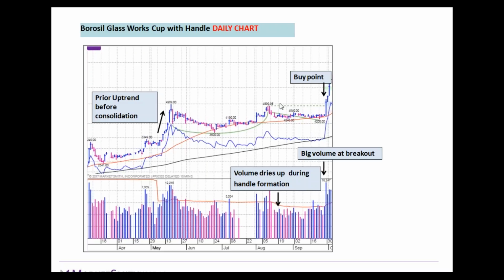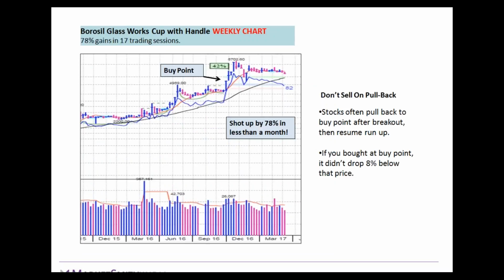And now on this breakout, whenever the stock is able to cross this pivot point with huge volume, check out the volumes that have come here. This big one you see, this is the volume bar, and check out this big volume. So whenever the stock crosses this resistance level on such a big volume, that becomes a buy point. So we bought somewhere here, and the stock shot up by about 78% in less than a month.